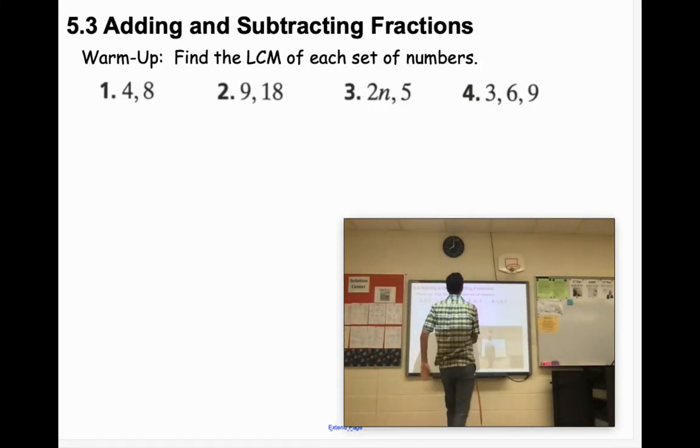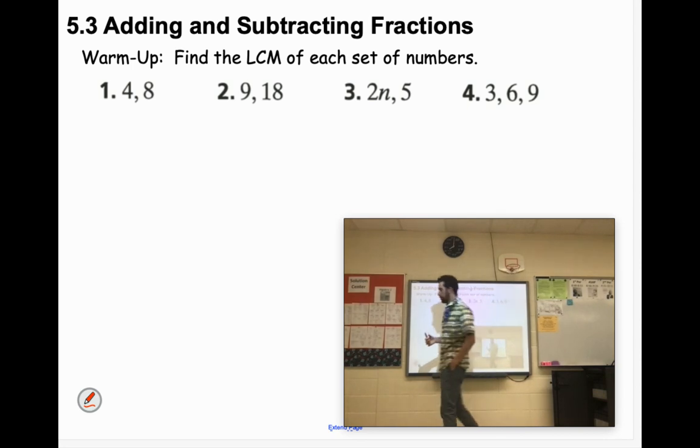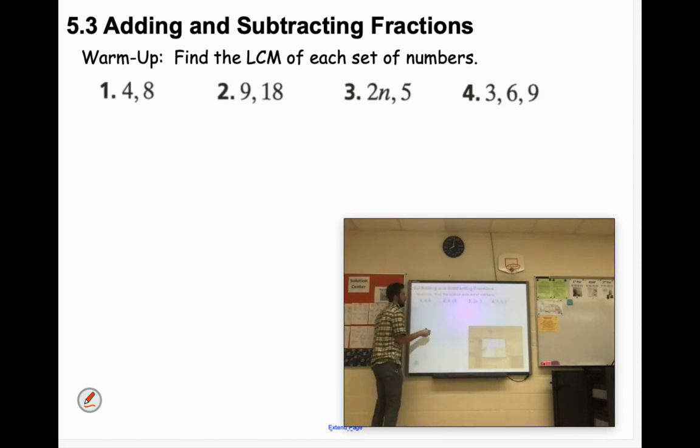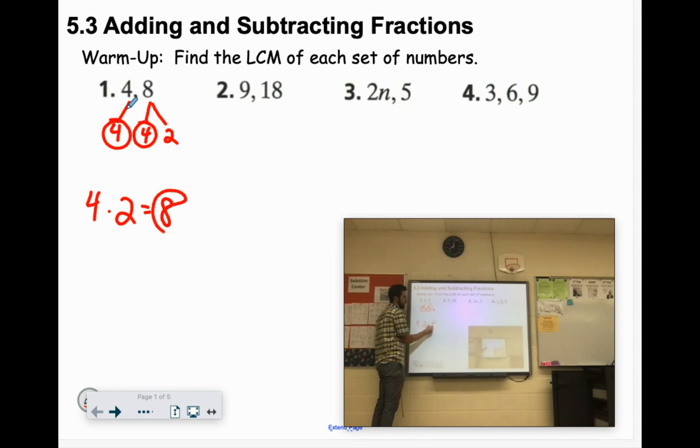Find the least common multiple of each set of numbers. So remember, one way you can do that is start with some prime factorization-ish stuff. What goes into 4 and 8? 4. So 4 is 4 times 1. We don't need to write the 4 or the 1. 8 is 4 times 2. They have the 4 in common. Bring it down. All we have left is the 2. So remember, we just bring down all the leftovers. 4 times 2 is 8.